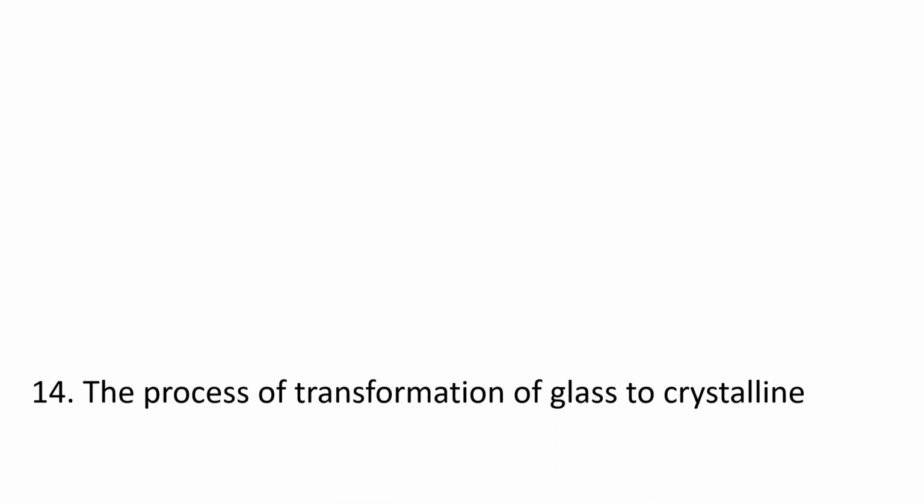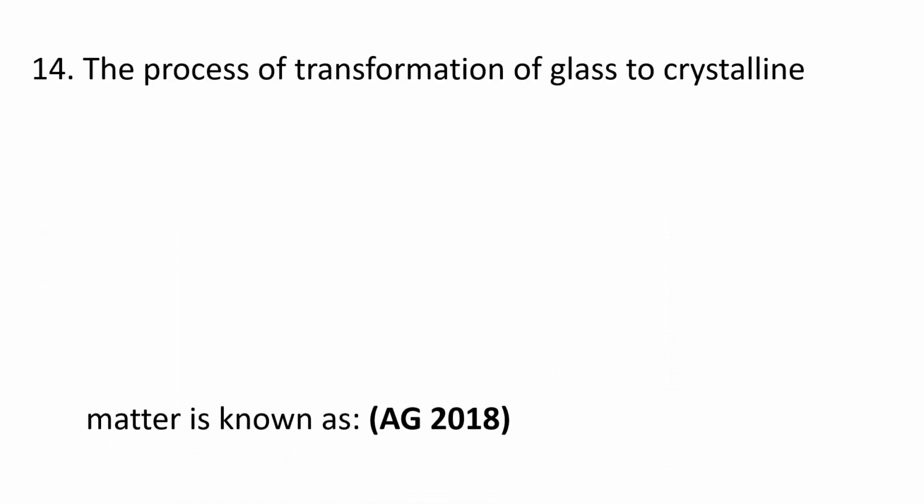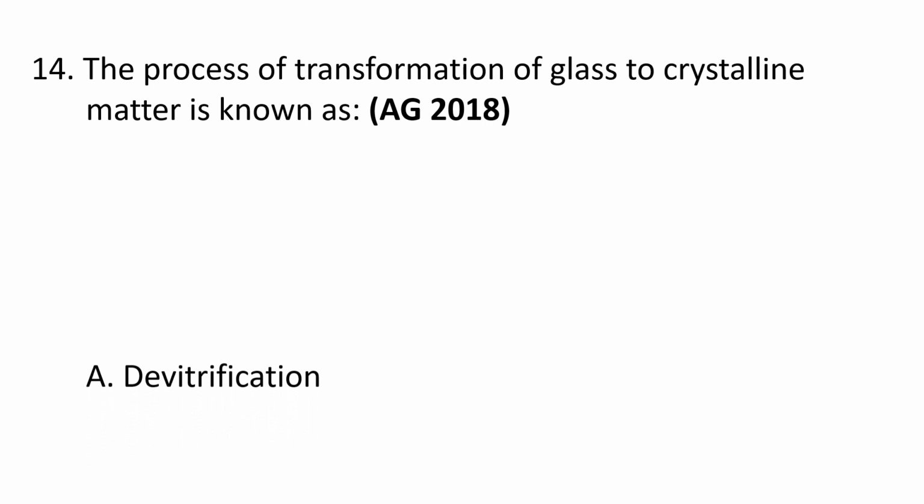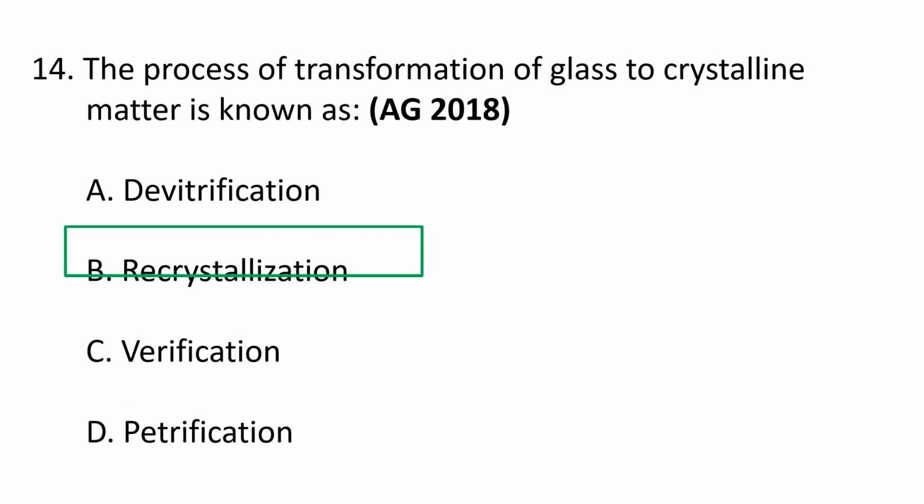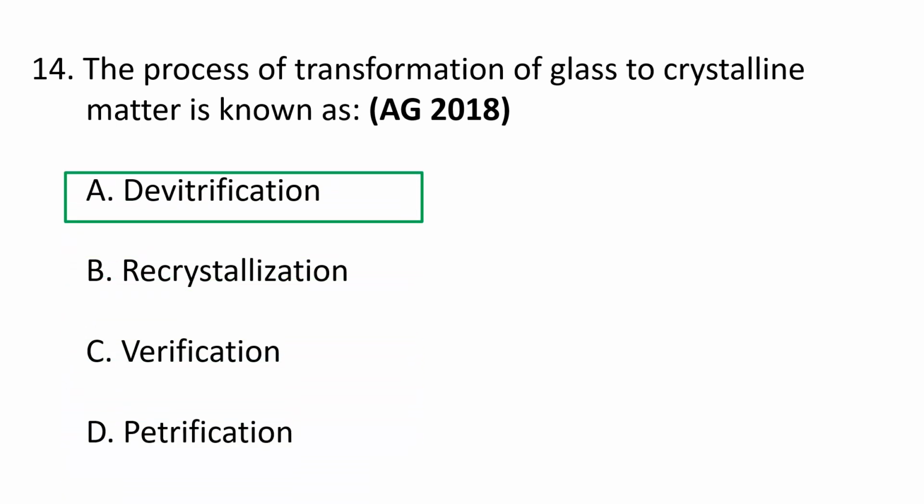Coming to the 14th question. The process of transformation of glass to crystalline matter is known as. Choices are A. Devitrification, B. Recrystallization, C. Vitrification, D. Petrifaction. The correct answer is A. Devitrification. It is the process of transformation of glass into crystalline matter.